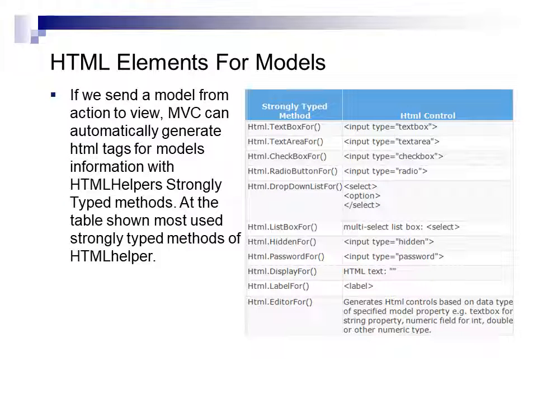HTML elements for models. If we send a model from action to view, MVC can automatically generate HTML tags for the model's information with HTML helpers' strongly typed methods. The table shown has the most used strongly typed methods of HTML helper.